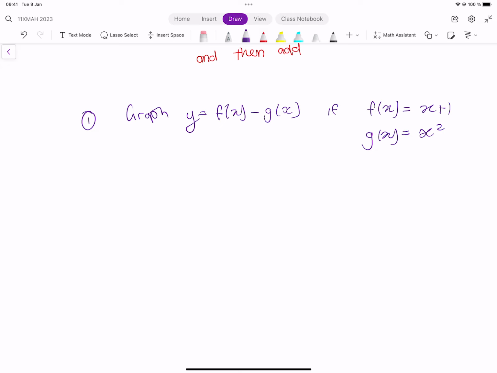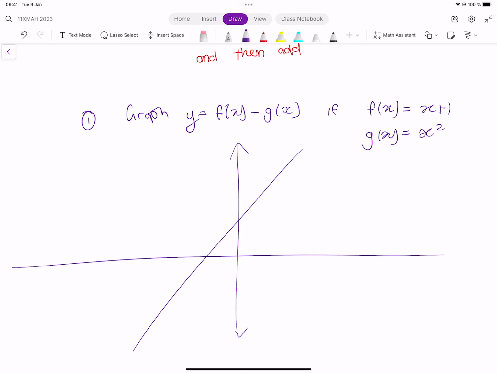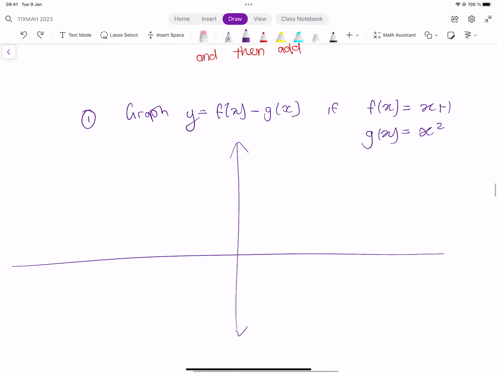So as I said, we can't subtract functions. If I were just to graph these two, well, I mean, we could graph them, we could subtract them, but it's going to be quite difficult. So what we do instead is we graph the negative of g of x and then add them. So really what we're doing is f of x plus minus g of x.